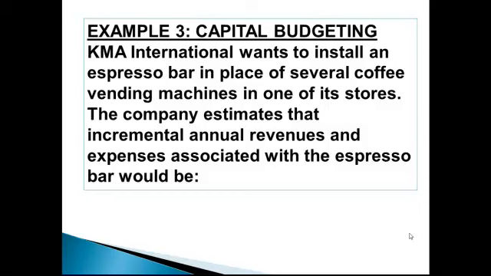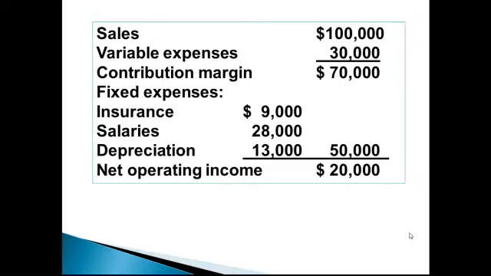KMA International wants to install an espresso bar in place of several coffee vending machines in one of its stores. The company estimates the incremental annual revenues and expenses associated with the espresso bar would be. So we're given that sales are $100,000, variable expenses are $30,000, contribution margin is $70,000. We have insurance, salaries, and depreciation that total $50,000, and that leaves net operating income of $20,000 per year.